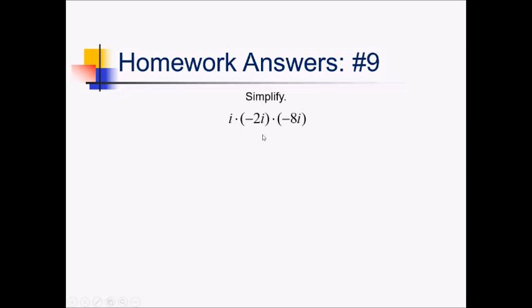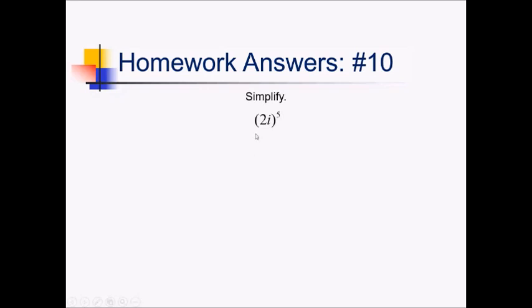On this problem, we're multiplying these complex numbers together. So let me take care of the coefficients first. We have a 1 times negative 2 times negative 8, giving us a positive 16. And then i times i times i is i cubed. Now i cubed is really the same as negative i, so this can be simplified to negative 16i.